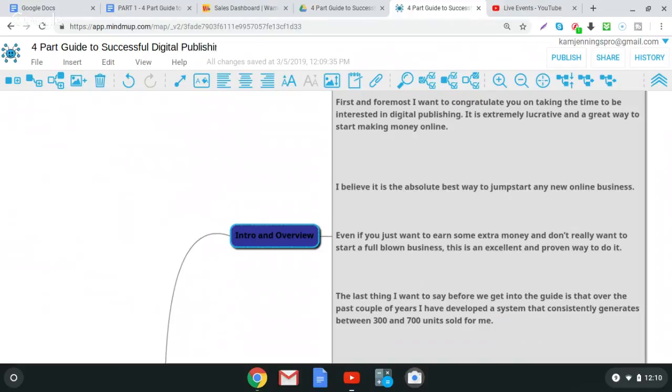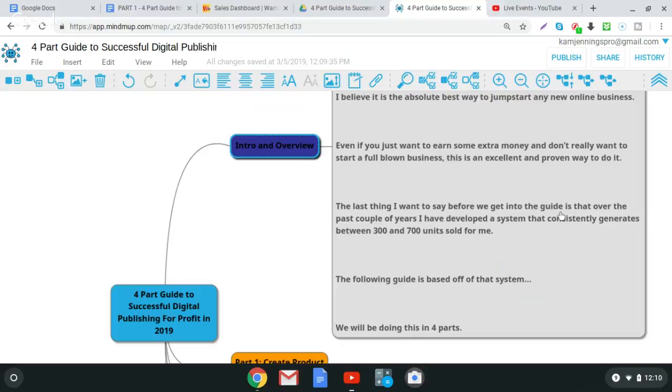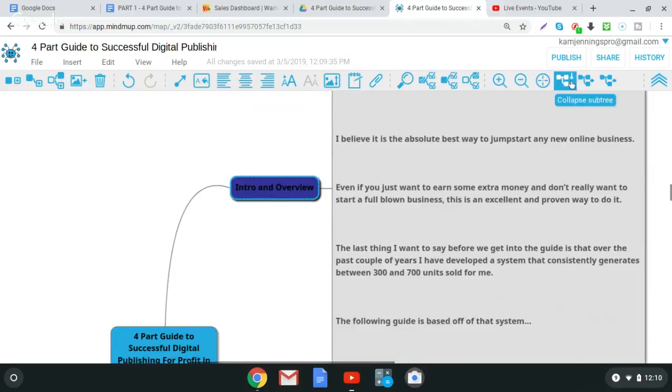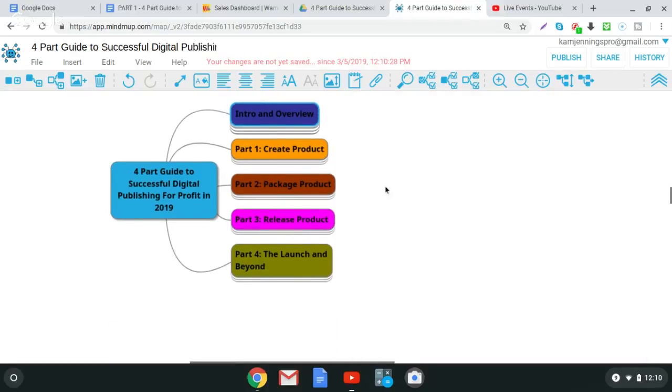The last thing I would want to say before we get into this guide is that over the past couple of years, I've developed a system that consistently generates between 300 and 700 units sold for me. The following guide is based off of that system. So you're in good hands, and we're going to be doing this in 4 parts. Let's go ahead and move into part 1.